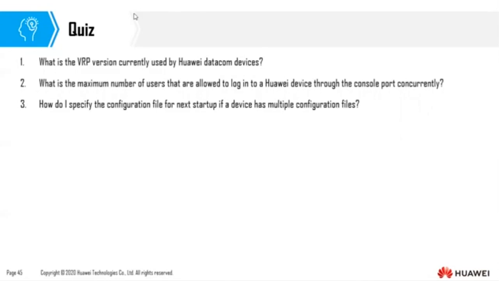I can try question 1. Yes, please. Though I'm not sure. The first question is asking what is the VRP version currently used by Huawei Datacom devices? I would say VRP 5 and 8. Exactly. Thank you very much, Jackson. Just 5 and 8. Otherwise, 1, 2, and 3 have been discontinued so far. Anyone else?